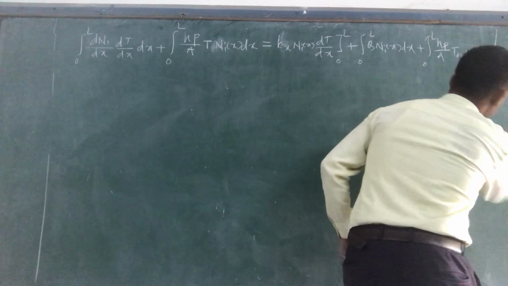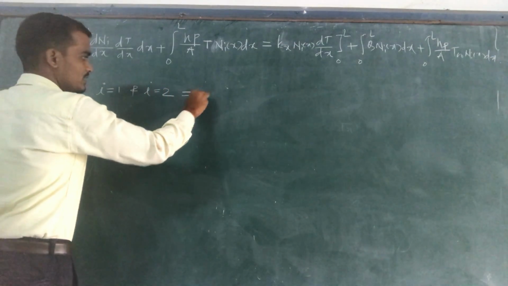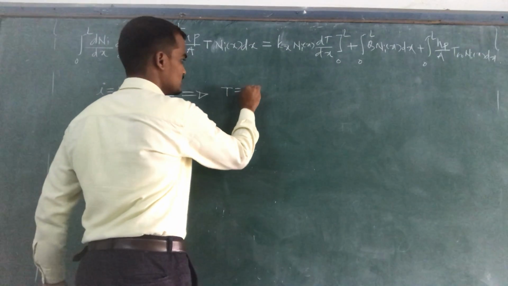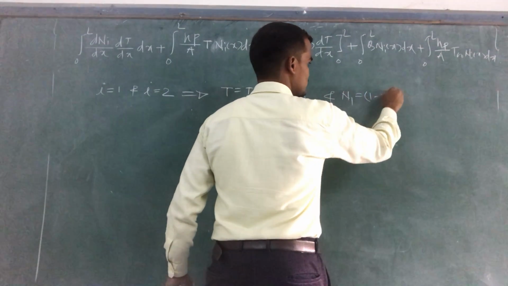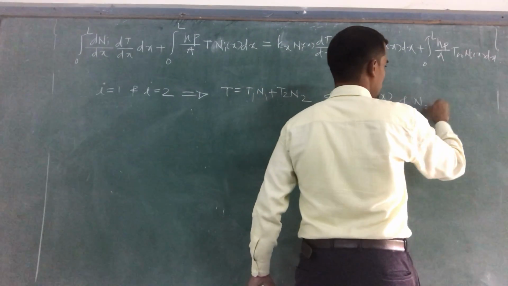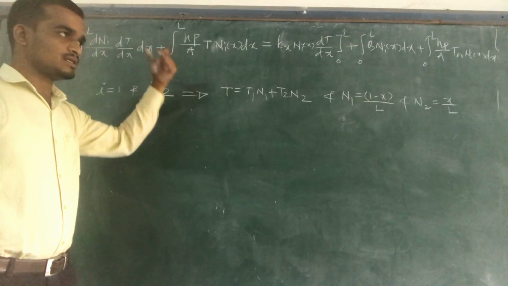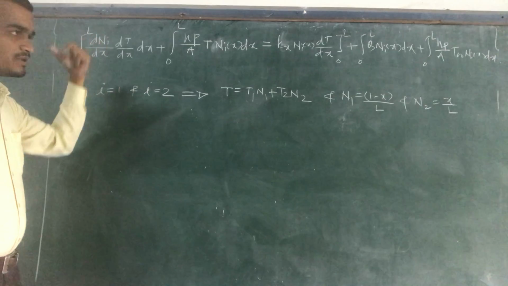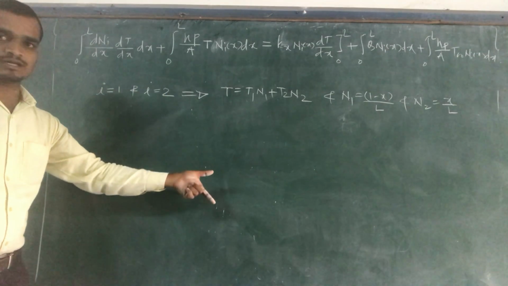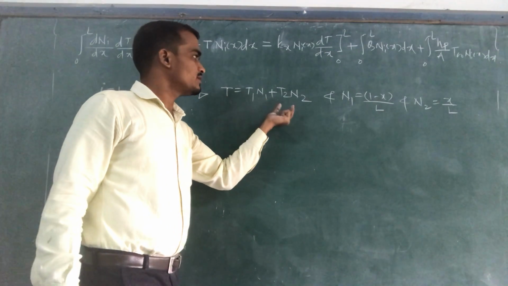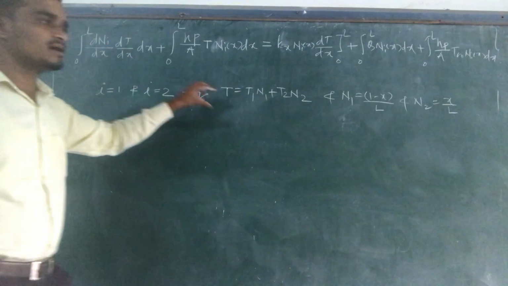Now by putting the values of T for node i equal to 1 and i equal to 2, that is T as T1 N1 plus T2 N2, and also putting N1 equal to 1 minus x by L and N2 equal to x by L, and taking the derivative as per this integration, and solving this integration part as we have solved it in our previous lecture also. Here if we put i equal to 1 you will get the first equation, and if we put i equal to 2 you will get the second equation. So by putting the temperature distribution T as T1 N1 plus T2 N2 and the shape functions as 1 minus x by L and x by L, and solving this integration and derivative part, we will get the final stiffness matrix.